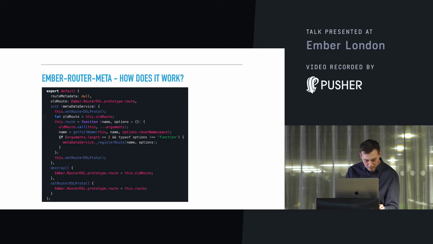Once we've saved the old route, we override the route by calling it. And then simply, we check the second parameter, if it's an object and not a function. And if it has any extra data, we register it to our service. And then on destroy, we make sure we set it back. That way there's no problems if, for whatever reason, you don't need it, or during tests.